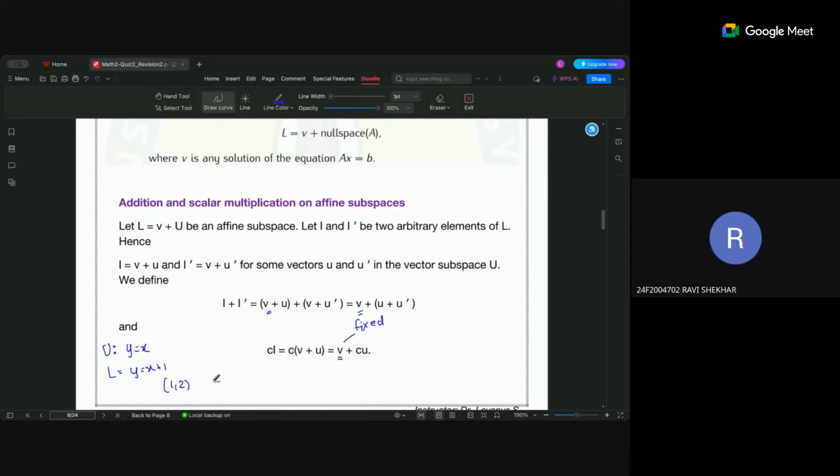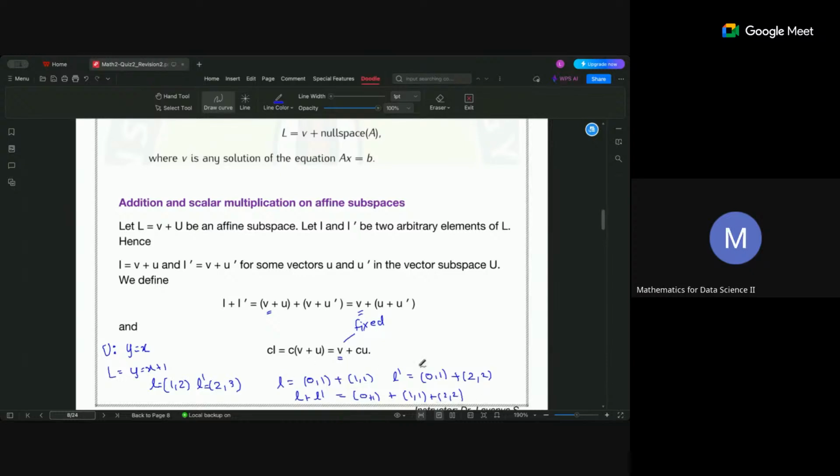The point x, x plus 1. Let us take 1, 2 and 2, 3. So this is your L and this is your L dash. Now L is (0, 1) plus (1, 1), where the subspace part is x, x. Same way, L dash is (0, 1) plus (2, 2). So now L plus L dash is (0, 1) plus (1, 1) plus (2, 2). Is it clear? Yes, ma'am.